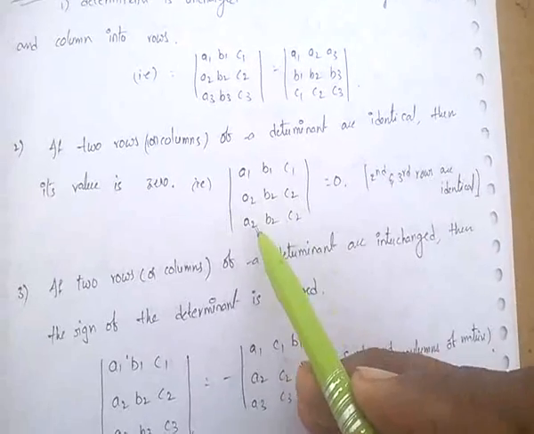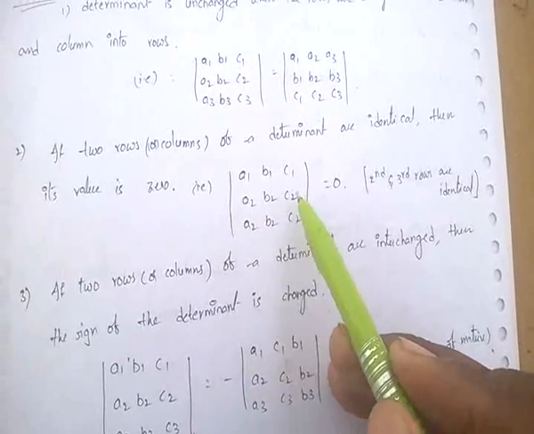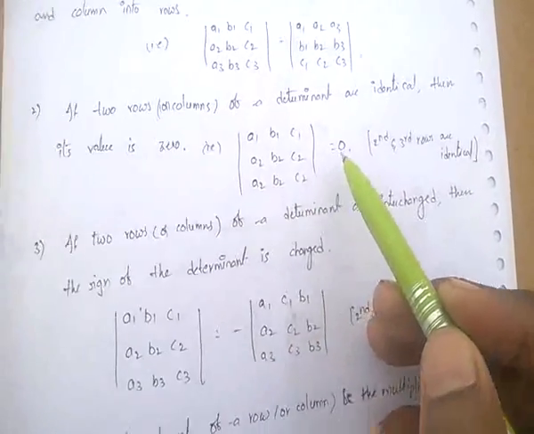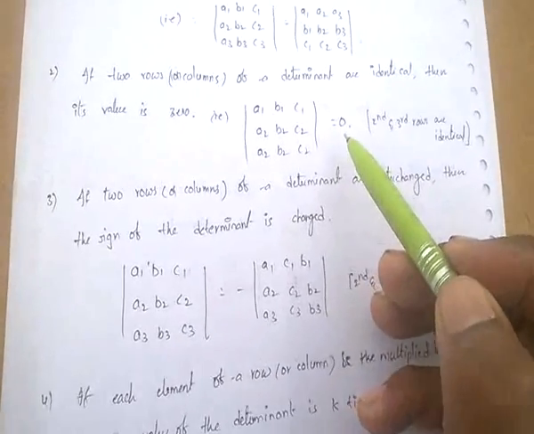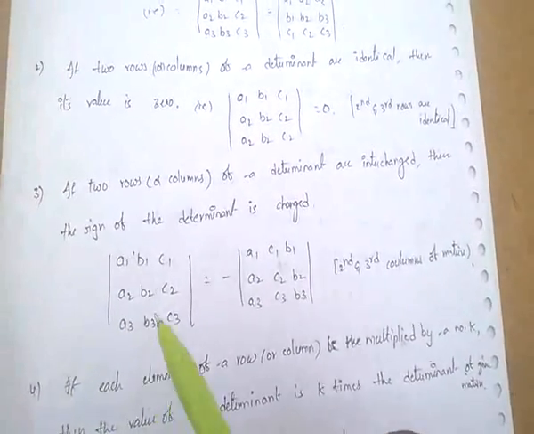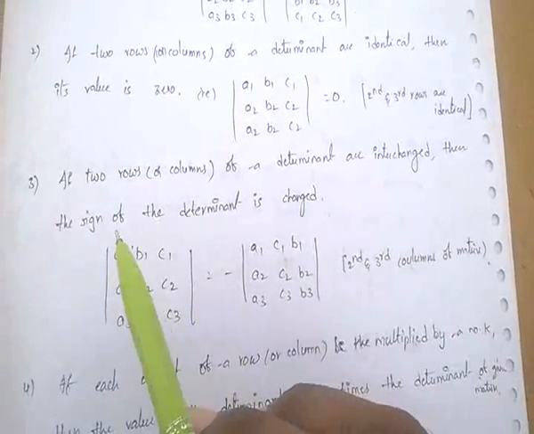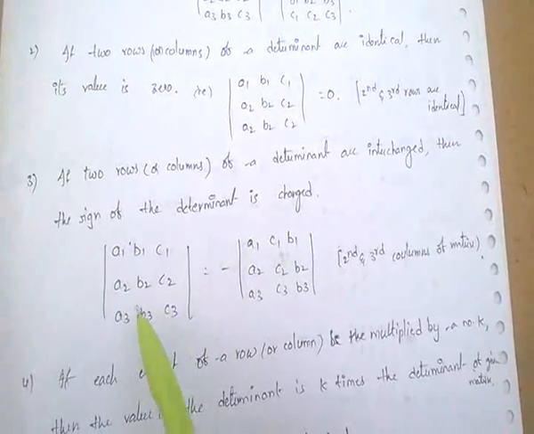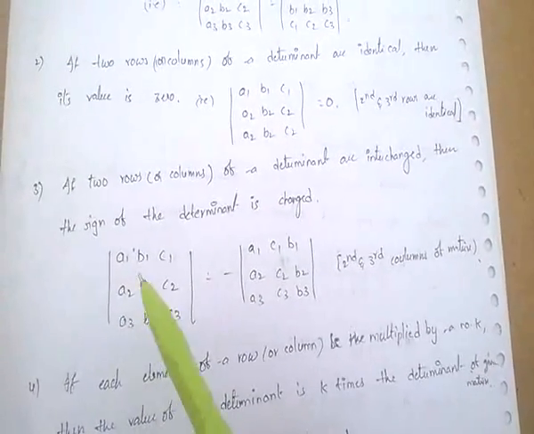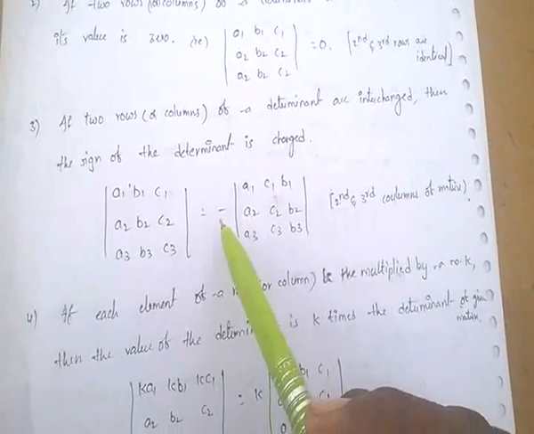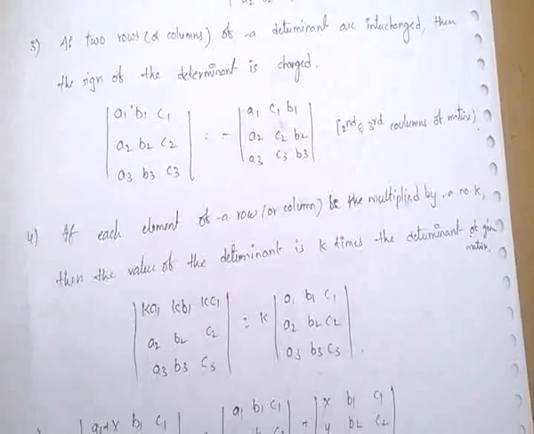Here A to B to C to A to B to C. This second row and third row are identical, so the determinant is 0. If two rows or columns of a determinant are interchanged, then the sign of the determinant is changed. If any two rows or any two columns are interchanged, we put a minus sign before the determinant.